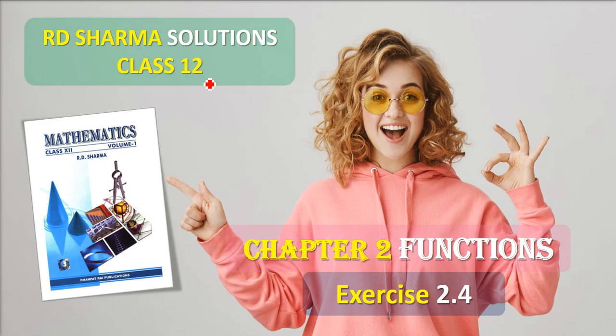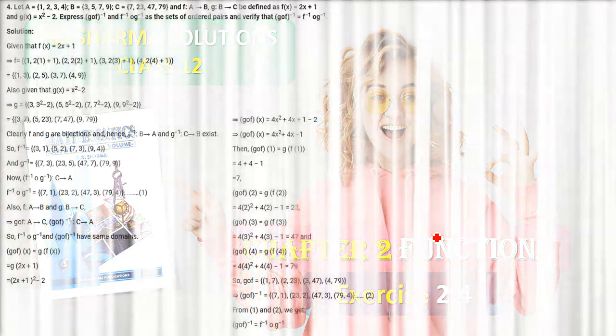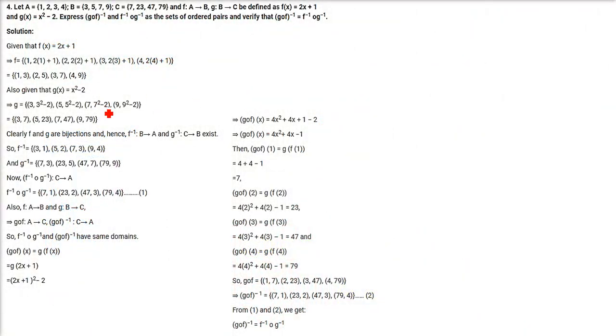This is R.D. Sharma Solution, Class 12, Chapter 2, Functions. Exercise 2.4. Question number 4. A is given as {1, 2, 3, 4}, B is {3, 5, 7, 9}, and C is {7, 23, 47, 79}.